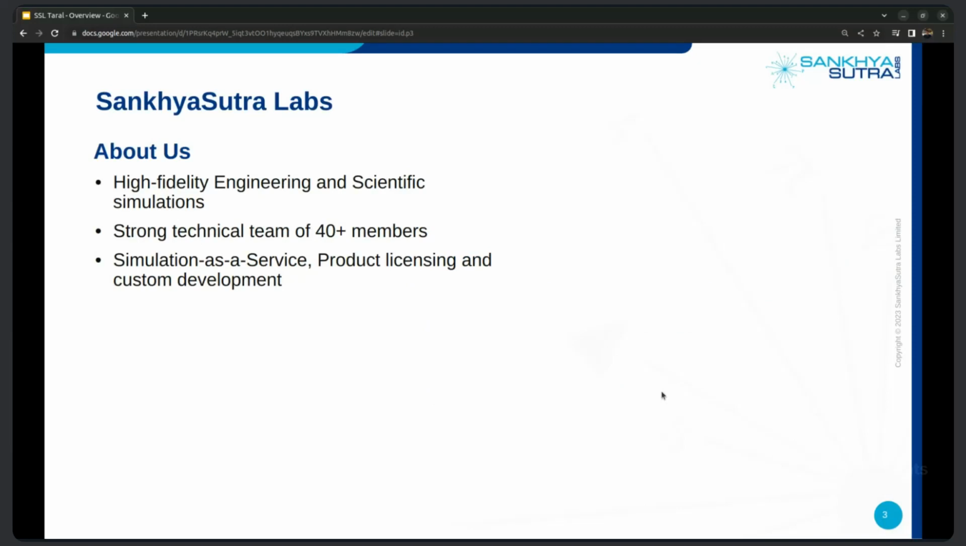Right. So, Sankhyasutra Labs is a company that specializes in high fidelity simulation software, specifically pertaining to application to a wide variety of problems in the domain of multiphysics. So this includes aerodynamics, acoustics, thermodynamics, chemical reactions, rarefied flows, and so on. And we are a team of 40 plus members that are working on constant development of our CFD tool. Our tool can be used as a licensed product or through simulation as a service.